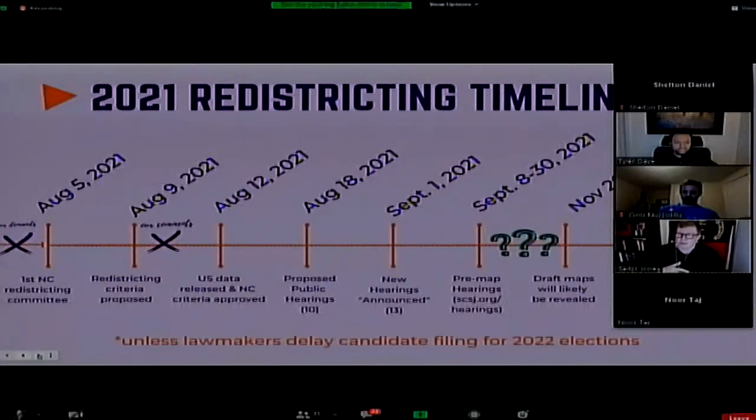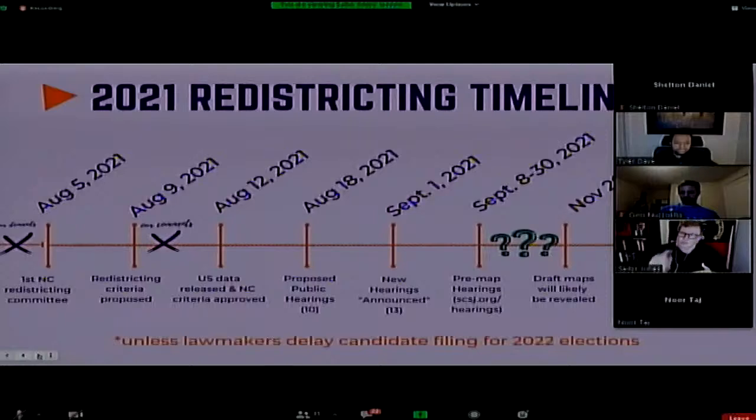Now, back then, there were 10 public hearings. We didn't hear anything for a while. And then on September 1st, they dropped the actual public hearing schedule on the website, kind of buried it deep in the innards of the website, and they were announcing 13 public hearings, which we'll talk about tonight. Now, all of this culminates in what Tyler and Noor were talking about, the maps being drafted. They've told us they'll probably come out in early November.